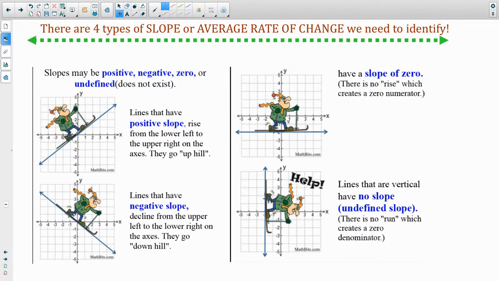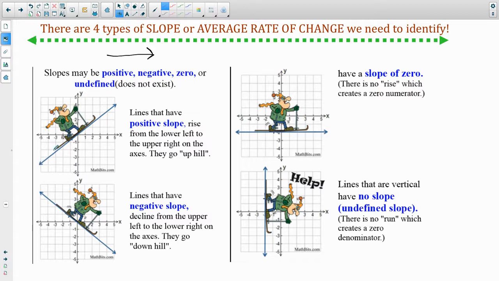and we're looking at our lines in order to decide which one of these four types of slope exist, we're always going to be reading from left to right, as if we're reading a book, as if we're reading this sentence where it says slopes may be positive, negative, zero, or undefined.